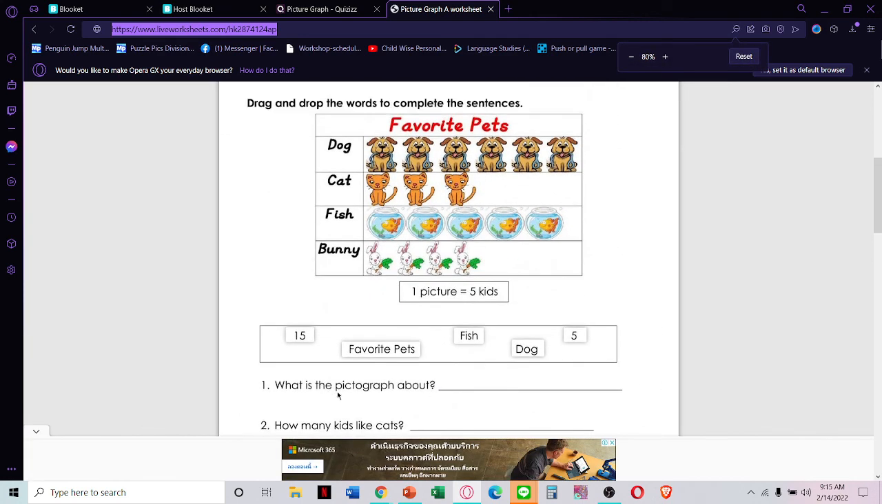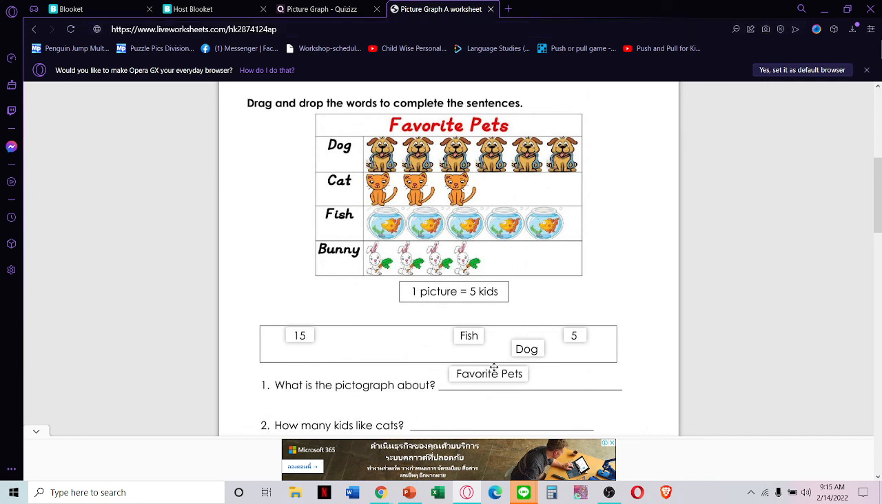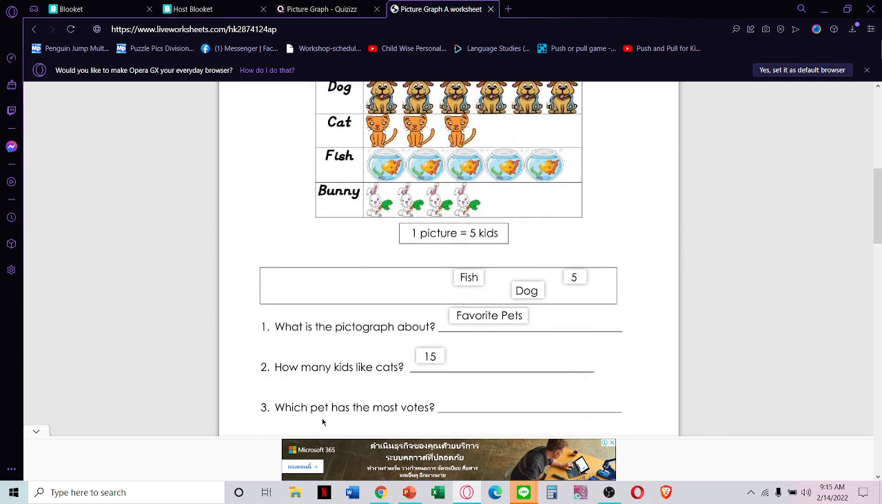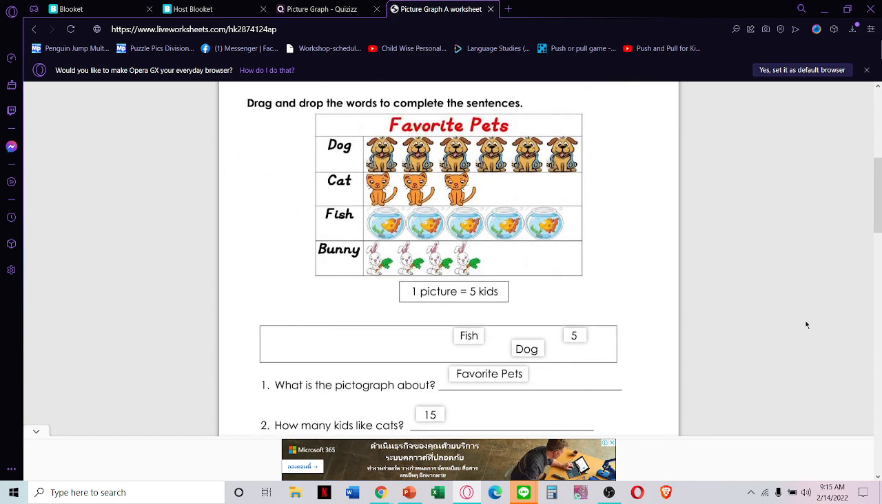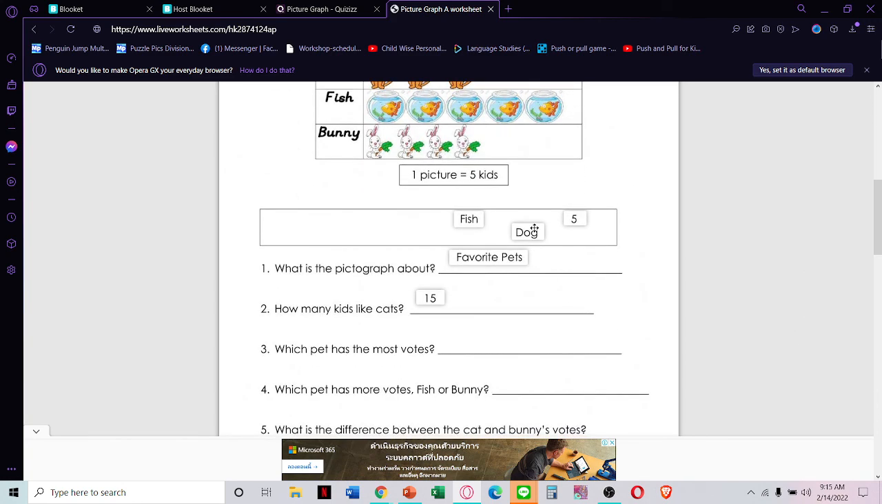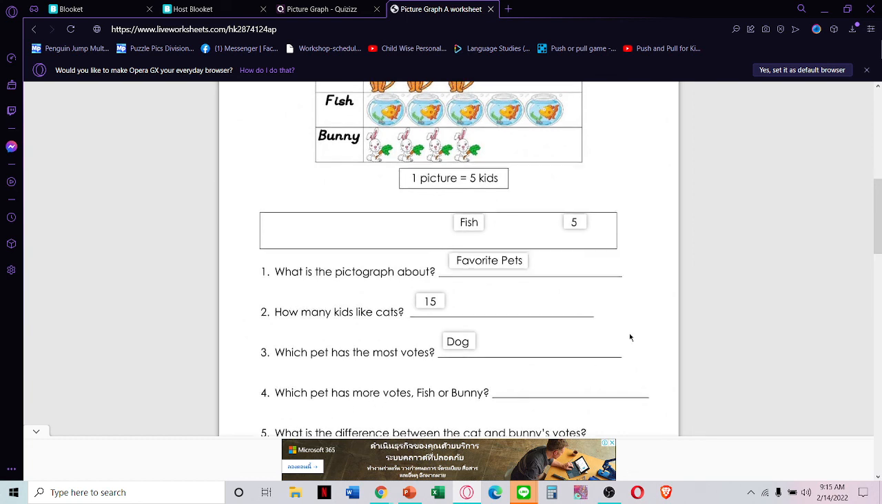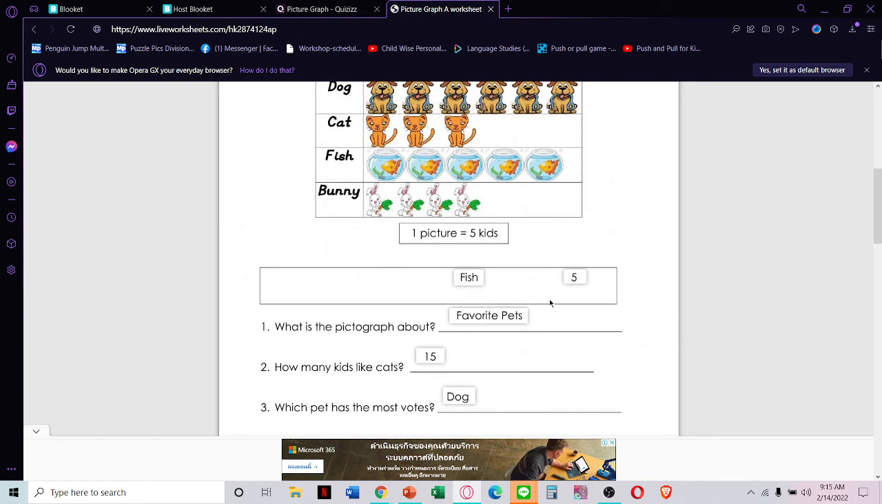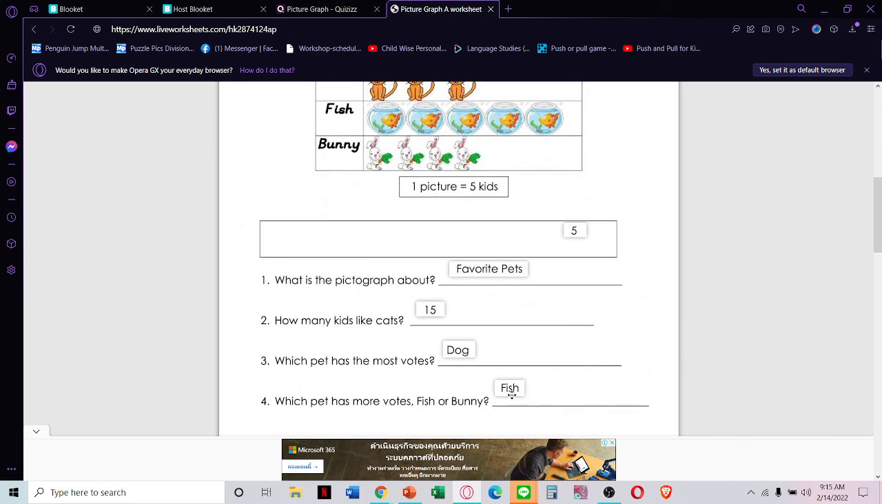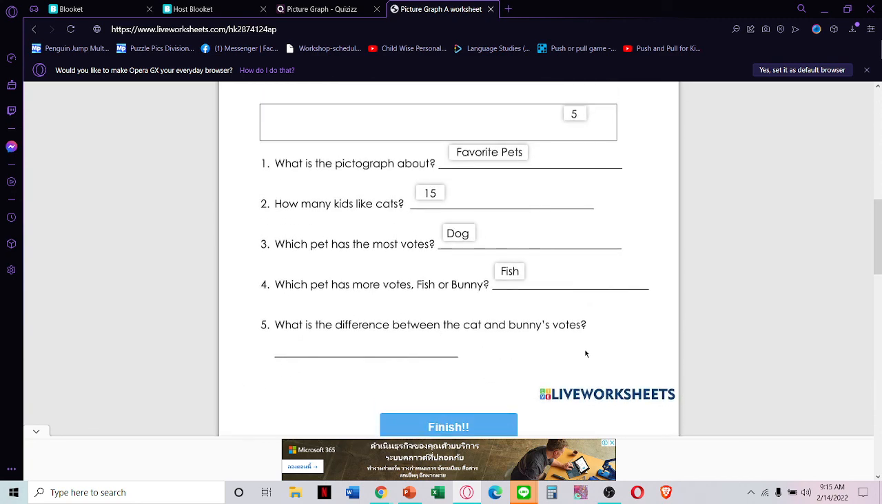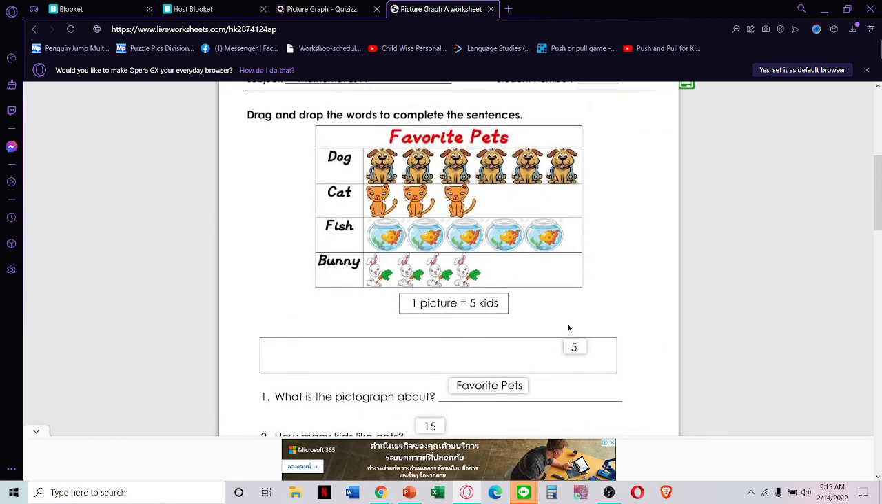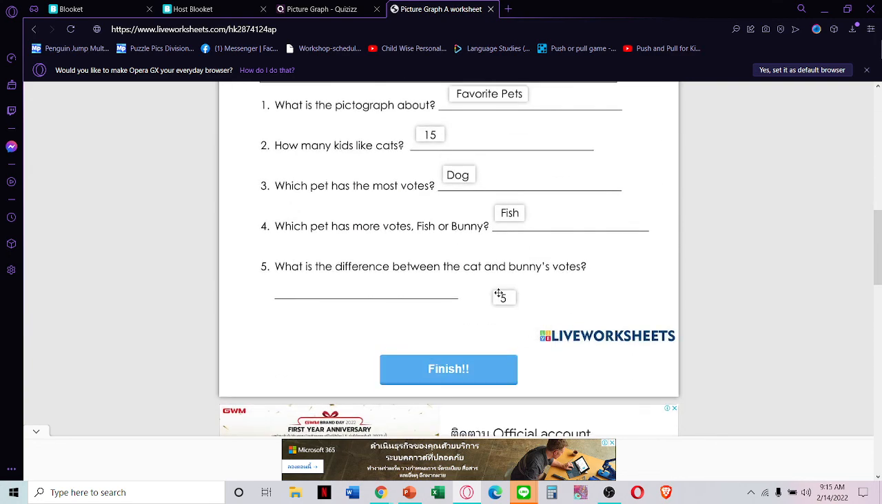Number 1, what is the pictograph about? Favorite pets. How many kids like cats? 15. Which pet has the most votes? Dog. Which pet has more votes, fish or bunny? Fish. And then, what is the difference between the cat and bunny's votes? 5. And that's so easy. That's it.